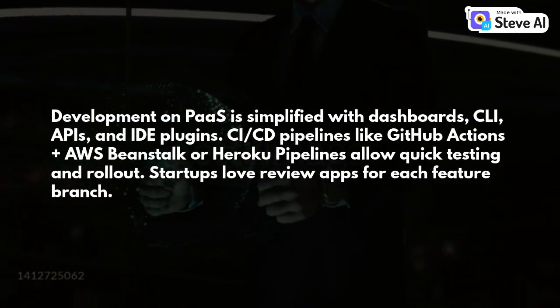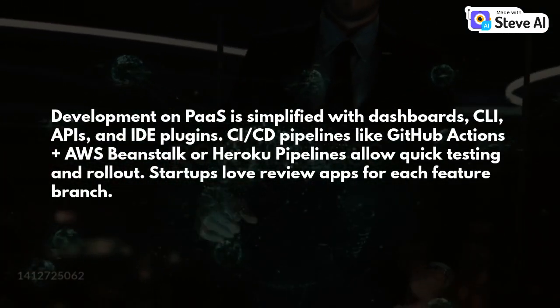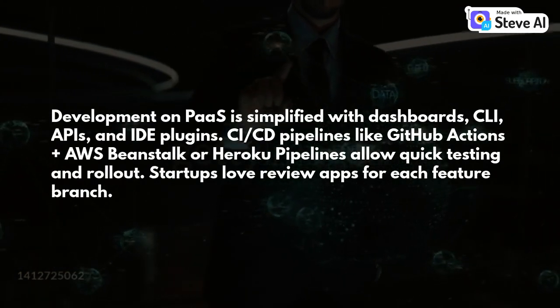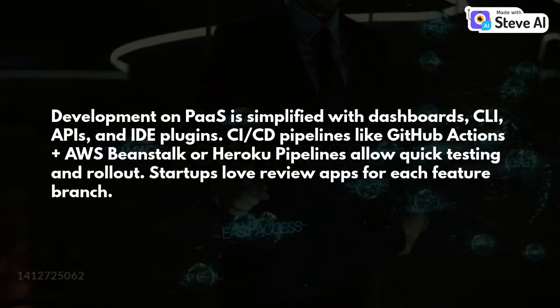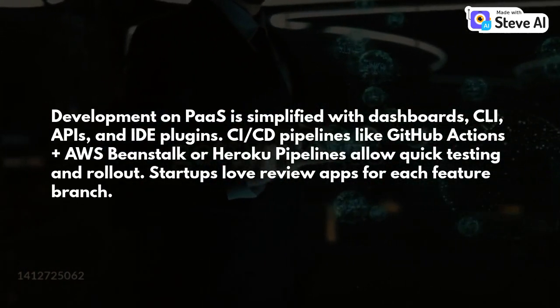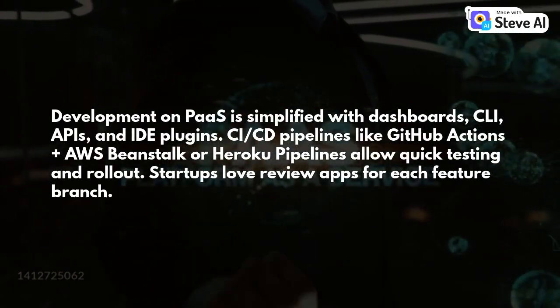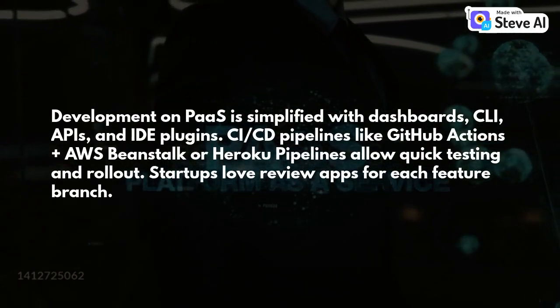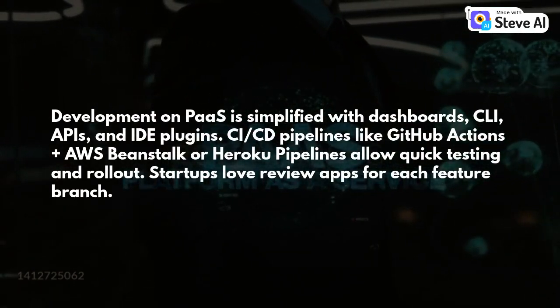Development on PaaS is simplified with dashboards, CLI, APIs, and IDE plugins. CI/CD pipelines like GitHub Actions plus AWS Beanstalk or Heroku pipelines allow quick testing and rollout. Startups love review apps for each feature branch.